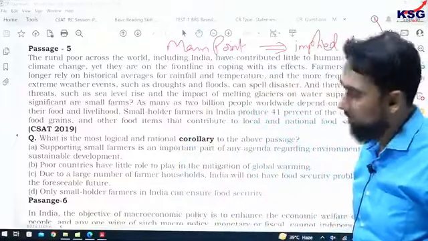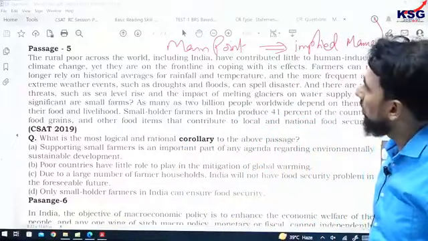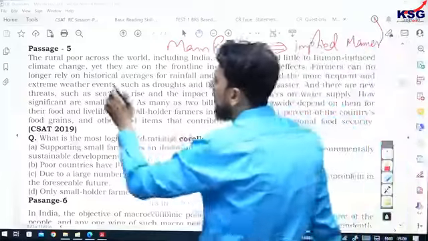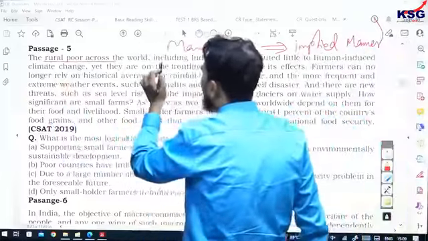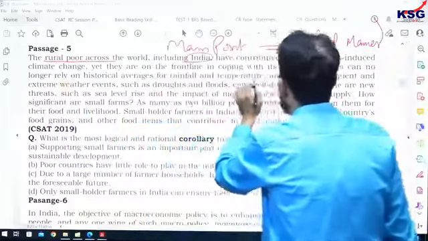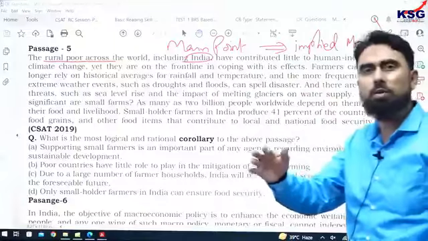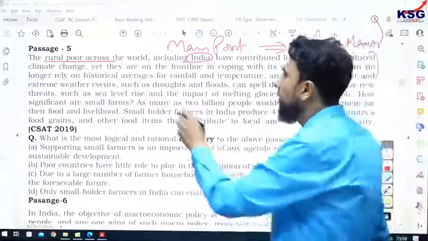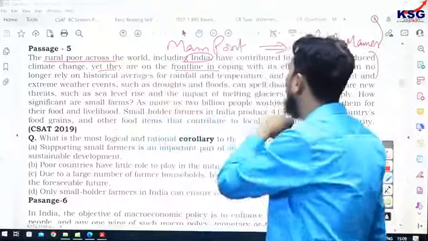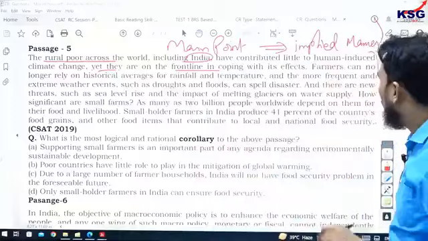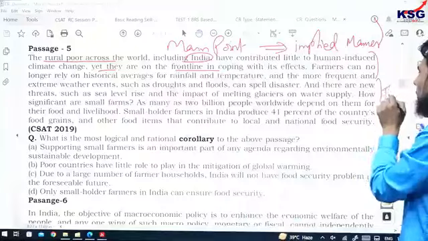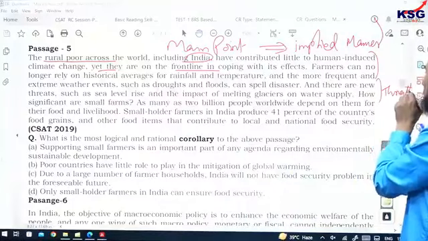Question number 5, yeah, I have already started with. So dear, in the first part, the author talks about the rural poor across the world, including India. They have contributed little. So the first part is devoted to showing that they have contributed little to climate degradation. Yet they are facing the music. They are at the front line in coping with the effects. Then what kind of threats are these farmers facing? The new threats, the old threats, the author mentions.